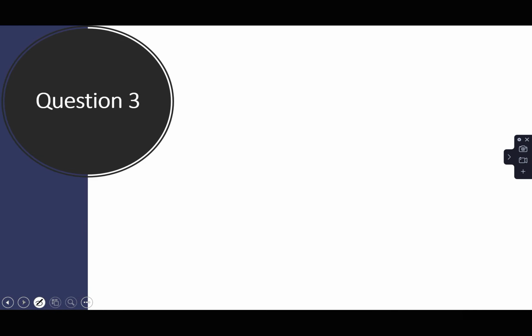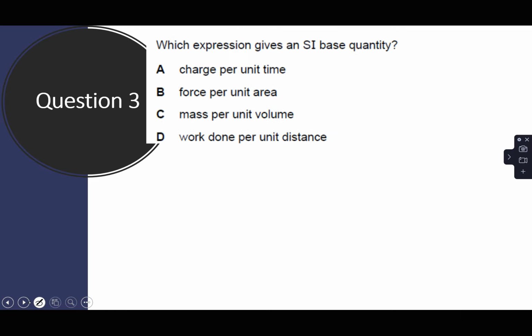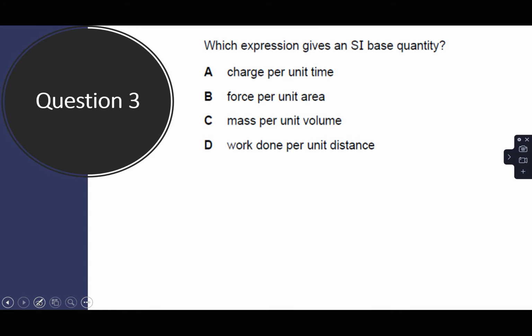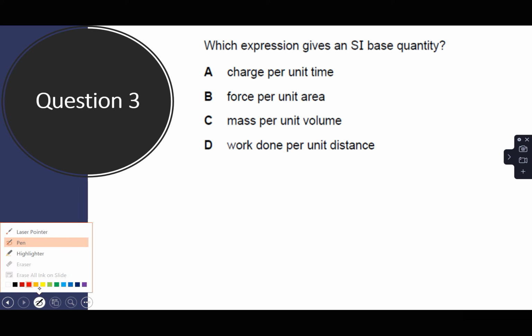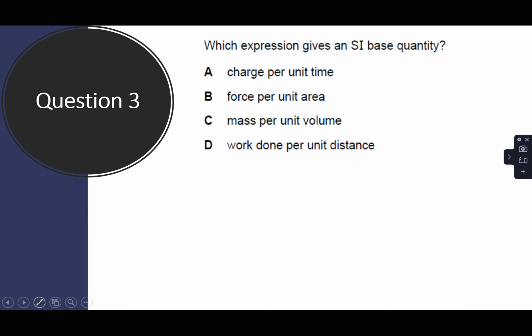Question number 3. Here we have a simple question. Which expression gives an SI base quantity? A is charge per unit time.